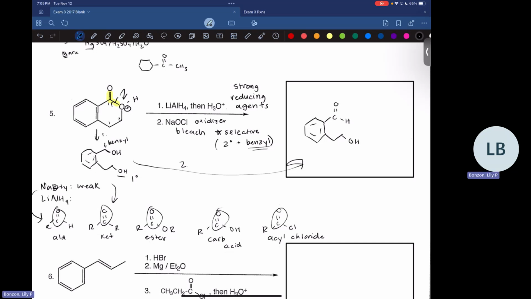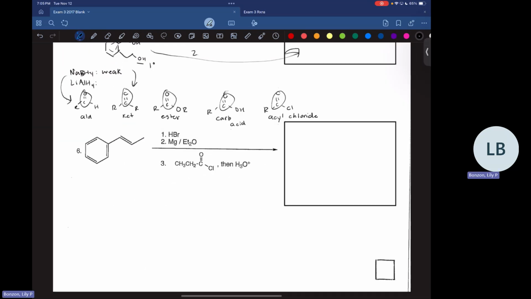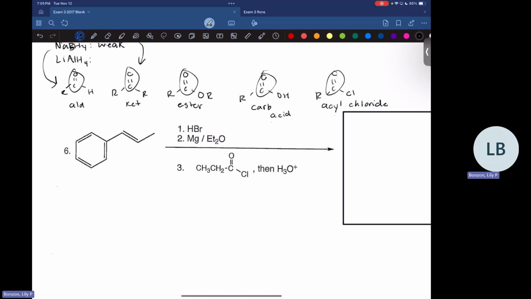Any other questions on this one? Okay. Our last reaction, we have this double bond, and our first reagent is HBr. So this one is going to add H and it's going to add Br. This one's going to follow Markovnikov's rule. So it is simply going to add a bromine and a hydrogen.